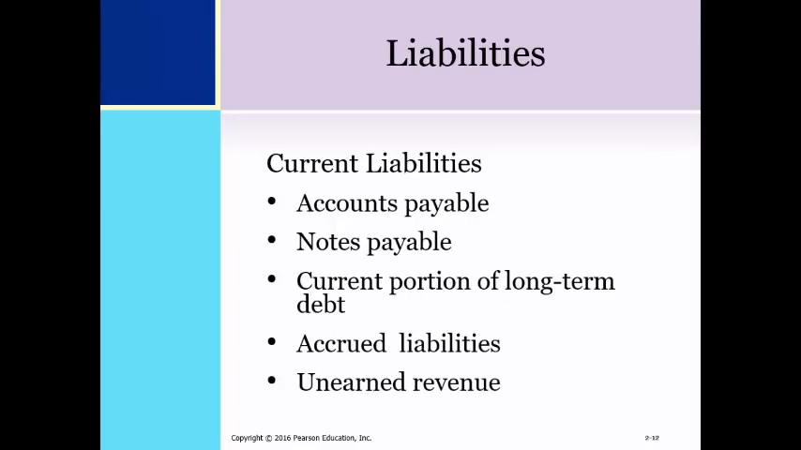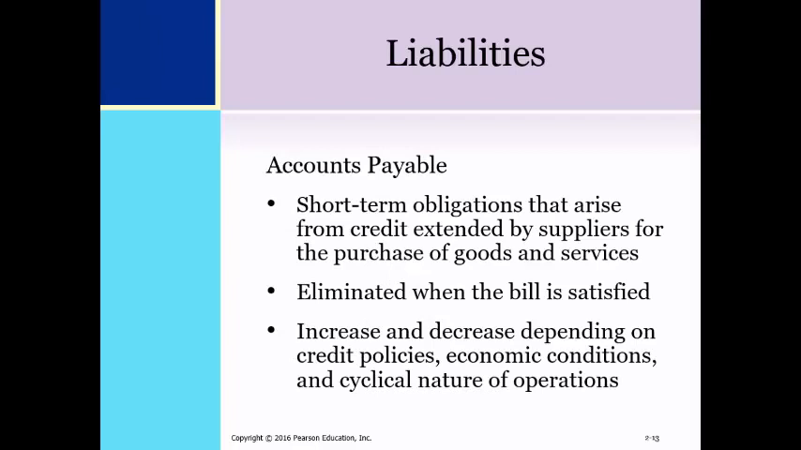Some of the most common current liabilities include accounts payable, notes payable, the current portion of long-term debt, accrued liabilities, and unearned revenue. Accounts payable are the short-term obligations that arise from credit extended by suppliers for the purchase of goods and services. When the bill is paid, the accounts payable is satisfied. The amount of accounts payable can vary depending on the credit policies of the vendors, economic conditions, and the cyclical nature of business operations.